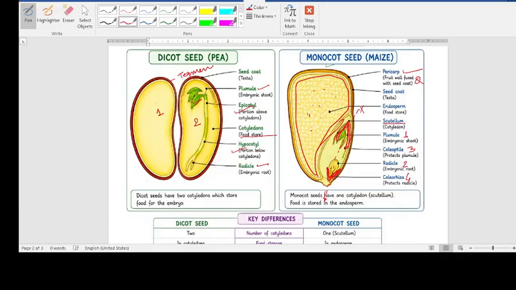a single cotyledon. This scutellum is very important for a 1 mark question. What is a scutellum? Where is it present? So the scutellum is a single cotyledon which is rudimentary in the case of maize, because it already has a huge amount of endosperm. So these are the labelings which you should always remember in the case of monocot and dicot seeds.